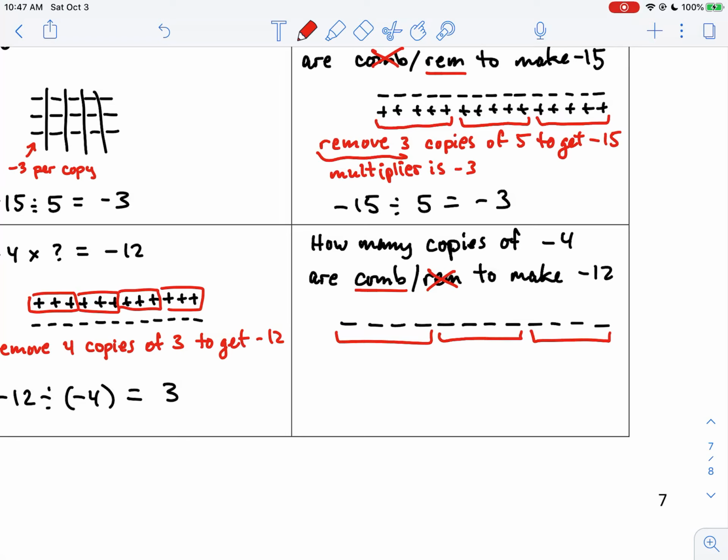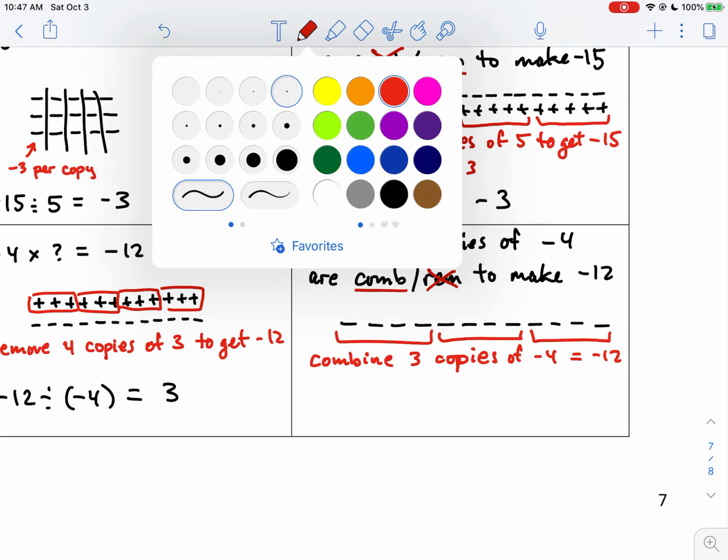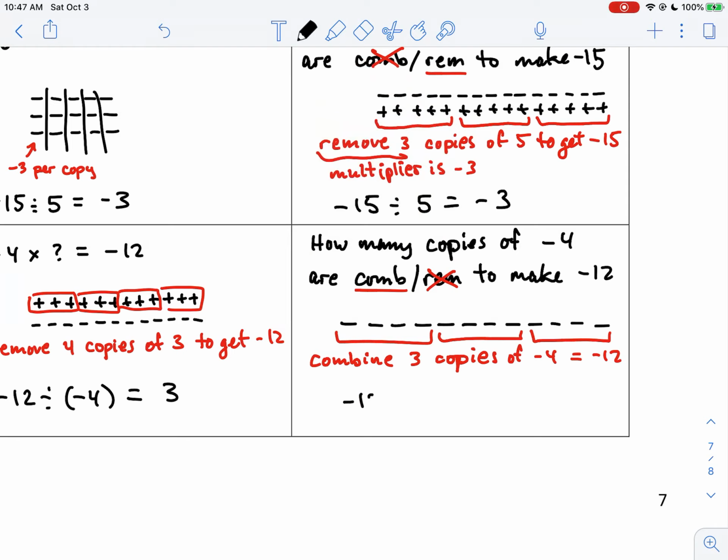Well, there's one copy of negative 4, a second copy, and a third copy of negative 4. Right? So we're going to combine 3 copies of negative 4, and that will get to negative 12. So the fact that we're combining 3 copies means the multiplier is positive 3. So this leads to negative 12 divided by negative 4 is positive 3, because 3 copies of negative 4 will make negative 12.